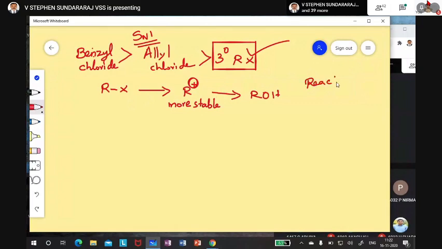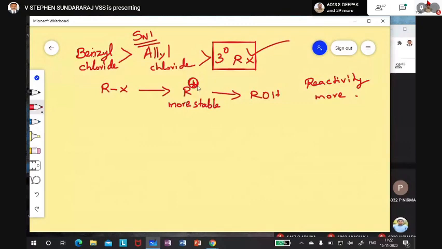Reactivity means how the reaction will proceed. If that intermediate is stable, what does it mean? It will like to form in a faster manner, and then the reaction will be faster. Reactivity is more when the intermediate is more stable. It is based on that stability only that I am going to explain. That is why I am asking you to understand.